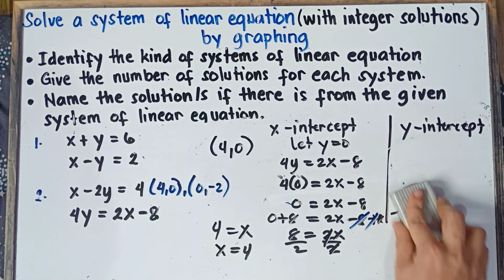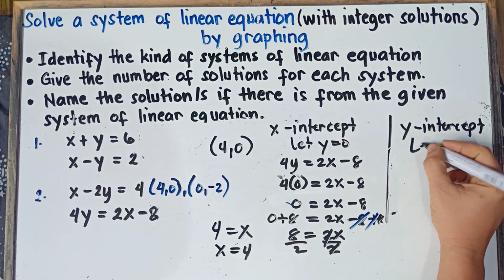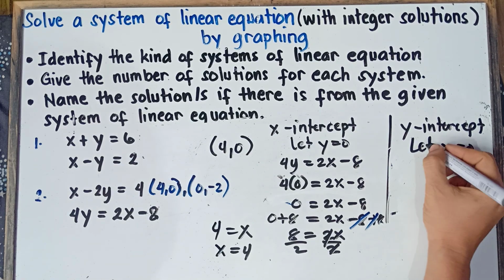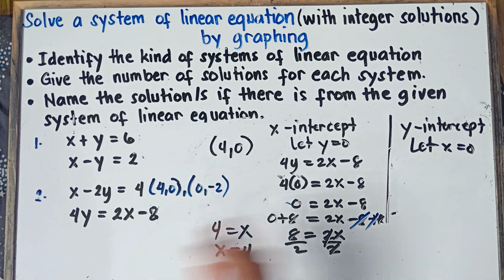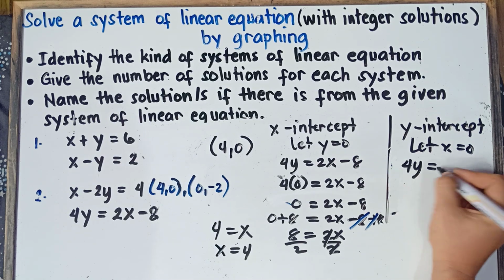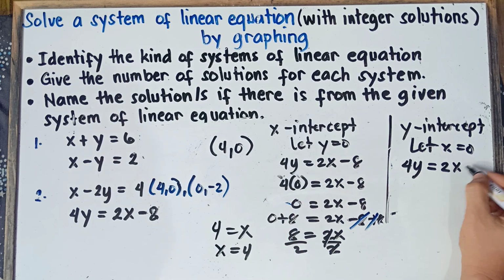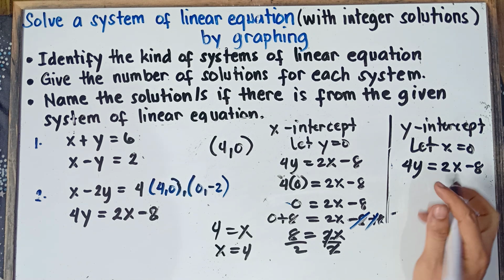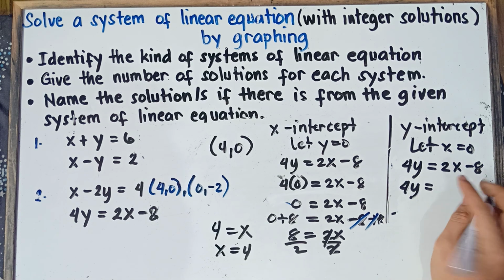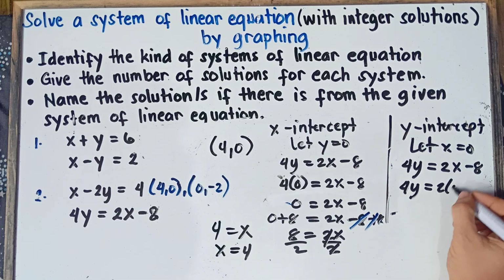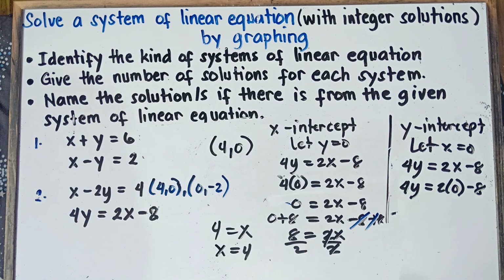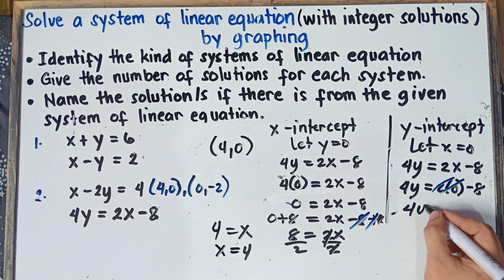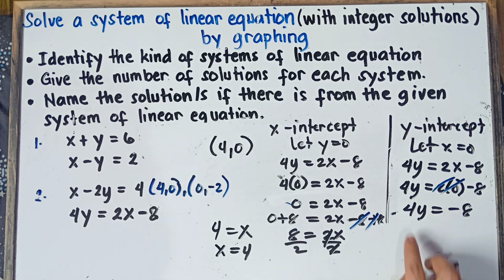Alright, and then to get the y-intercept, let x equal to 0. Alright, so copy for y equals 2x minus 8. So let me just copy the equation, class. So for y equals, let x equal to 0. So 2 times 0 minus 8. So we can just simply cancel this out. 2 times 0, that would be 0. So for y equals, copy, negative 8.